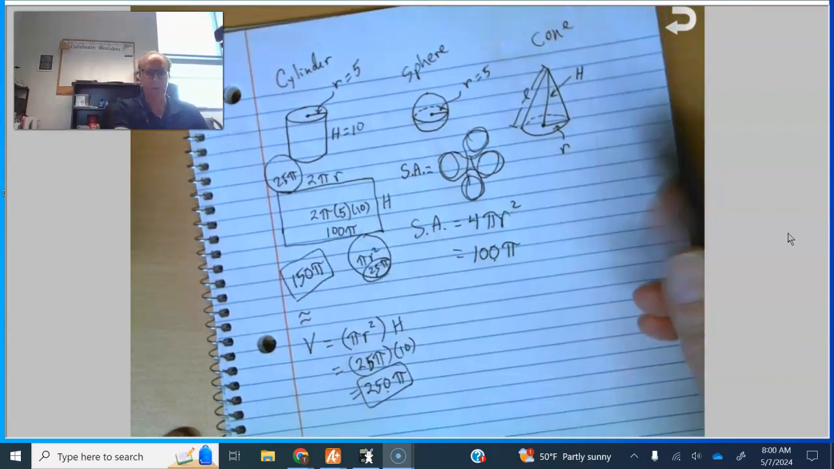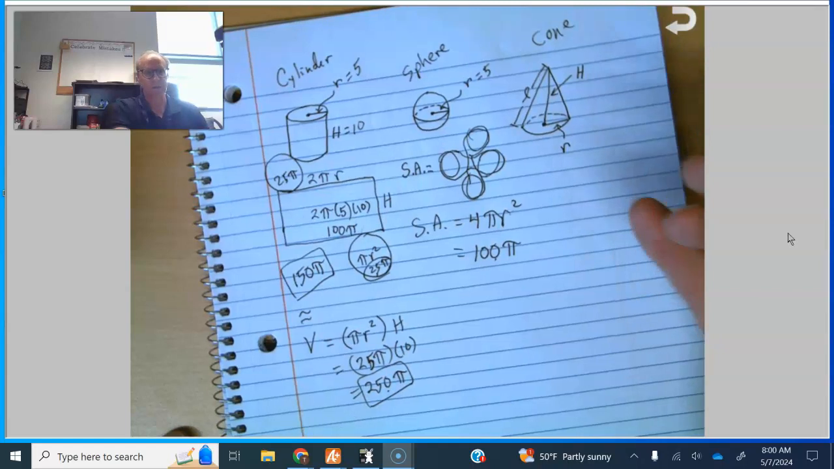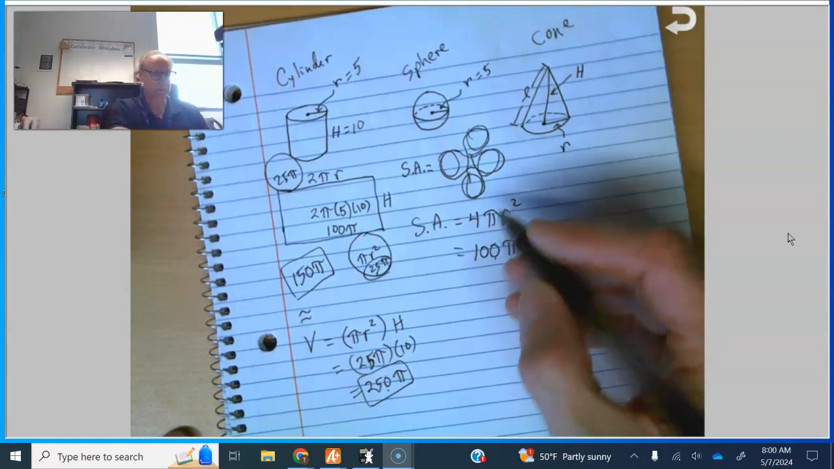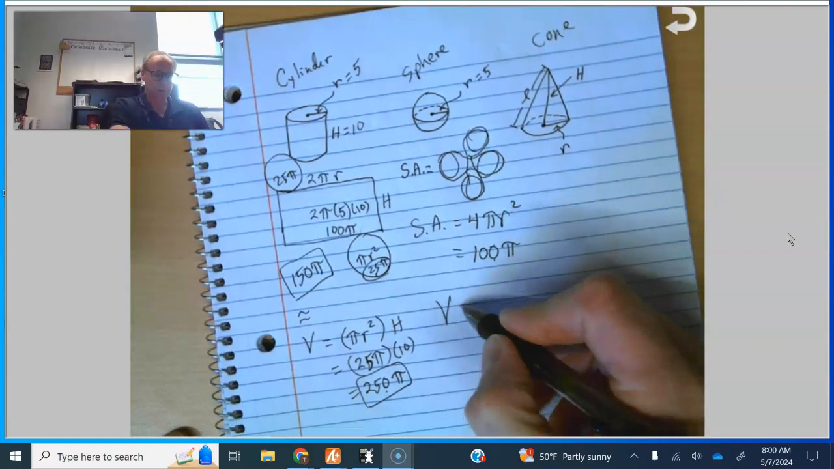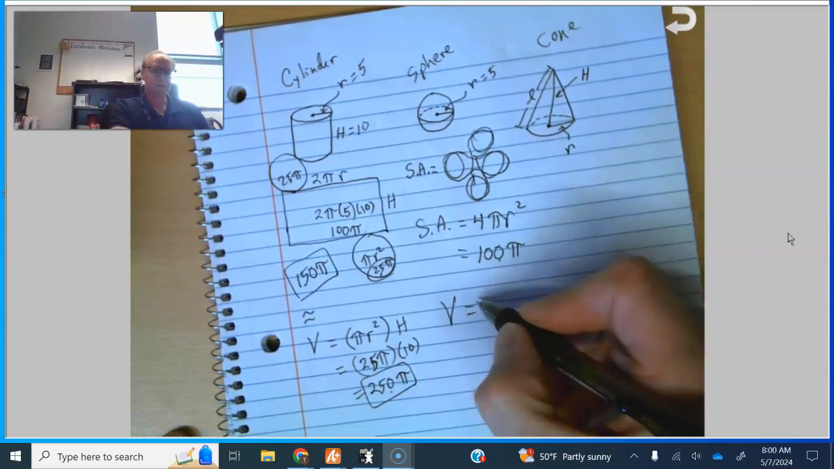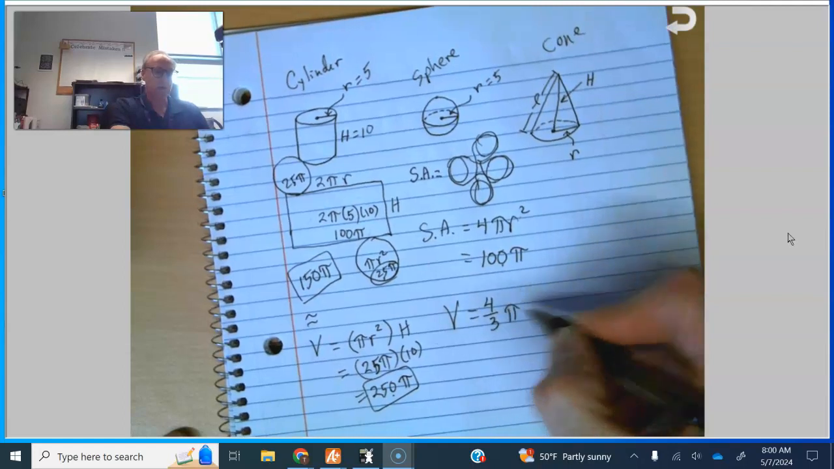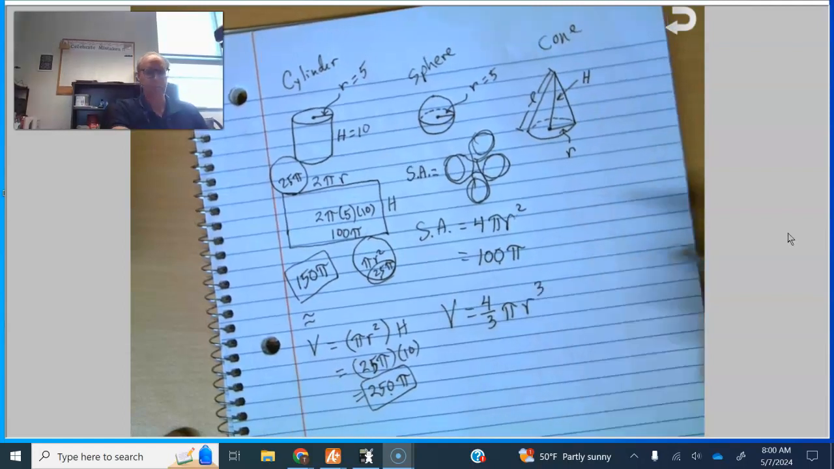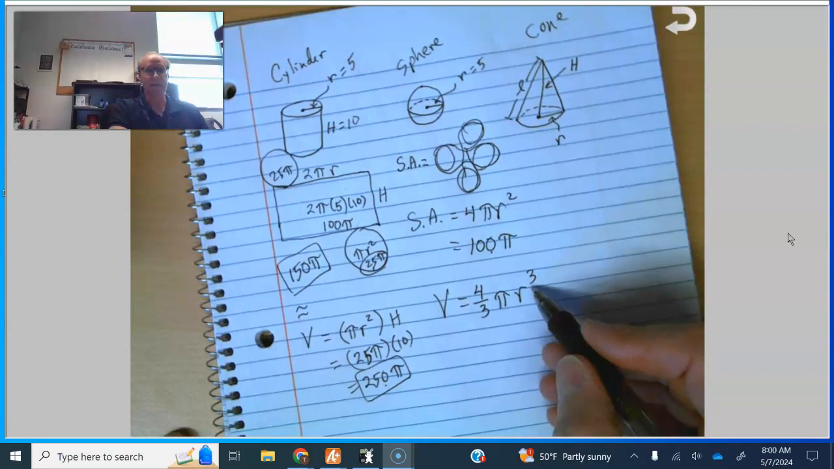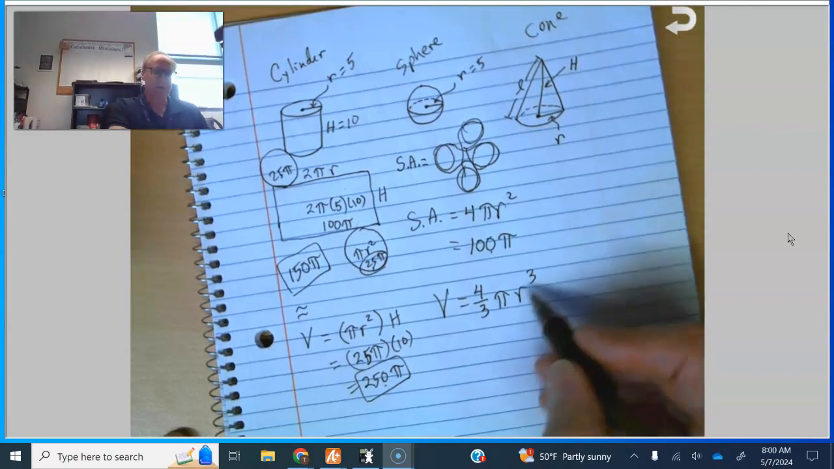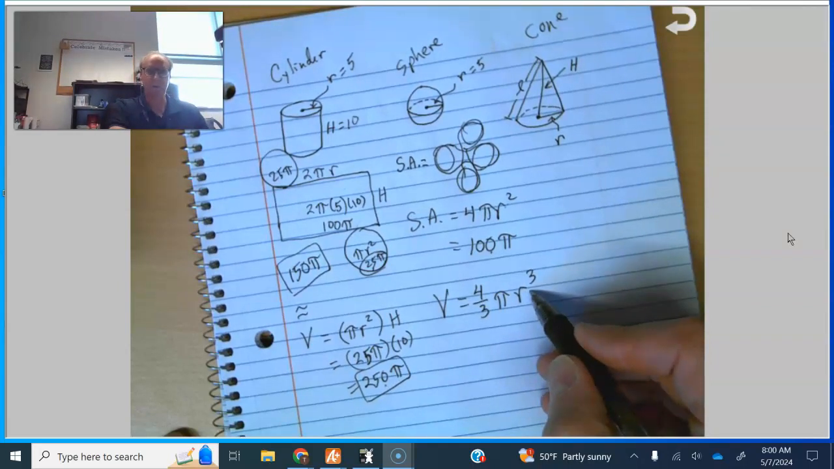Kind of odd that it worked out that way. That was just a coincidence. The volume, of course, is a little different. It's 4/3 pi radius cubed. And if I cube the radius, I get 125. So 5 times 5 times 5 is 125.